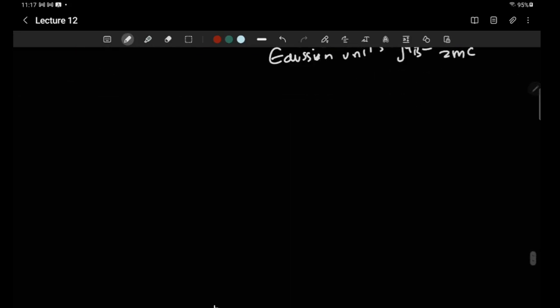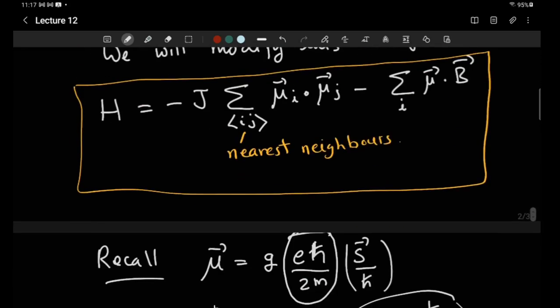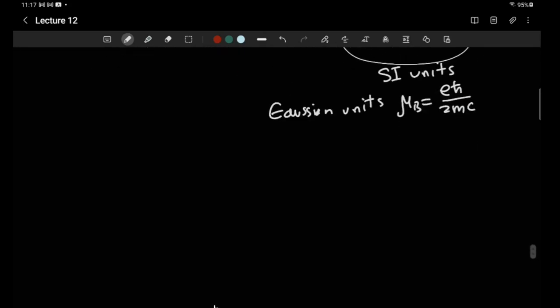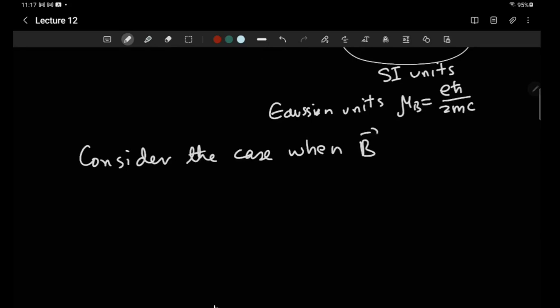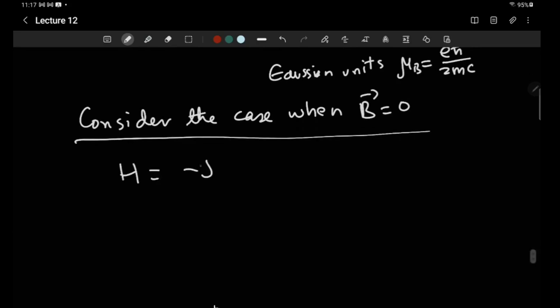So now coming back to our Hamiltonian. Okay, so we'll first consider the situation when B is 0. So there are only nearest neighbor interactions. Consider the case when B is 0. Then the Hamiltonian is just minus J summation over nearest neighbors of mu_i dot mu_j. Okay, so this is what we get.